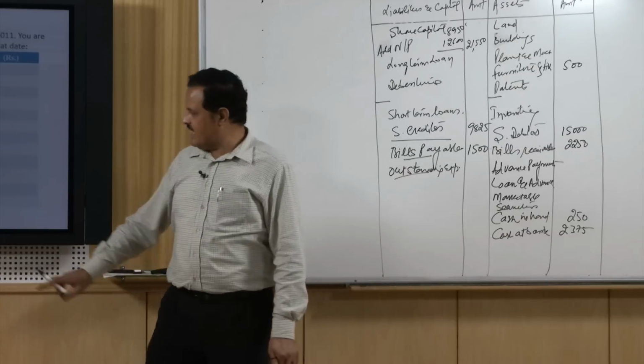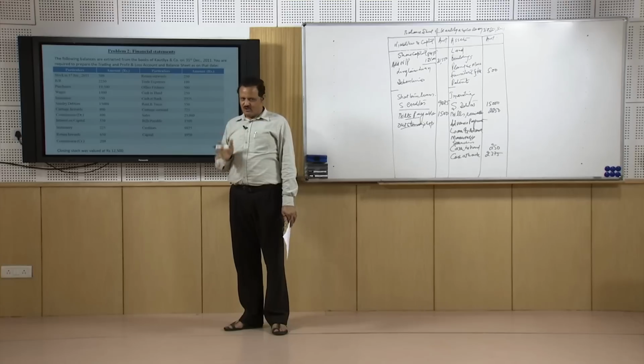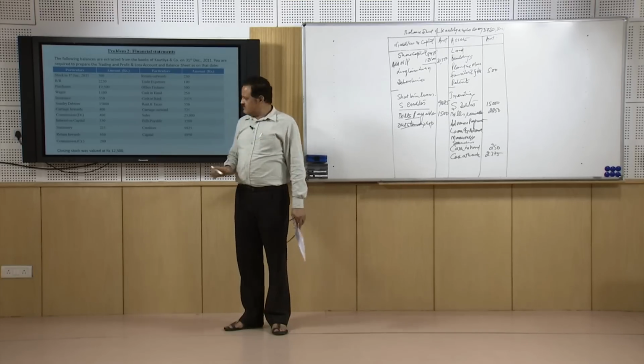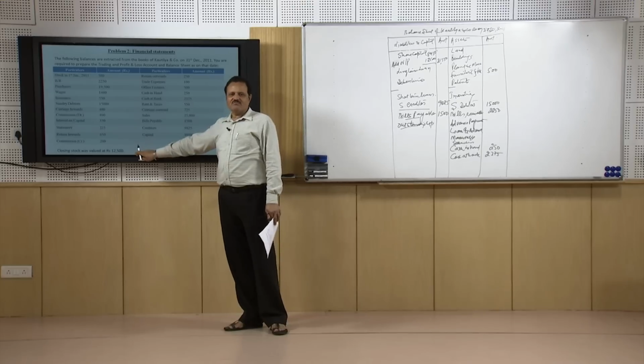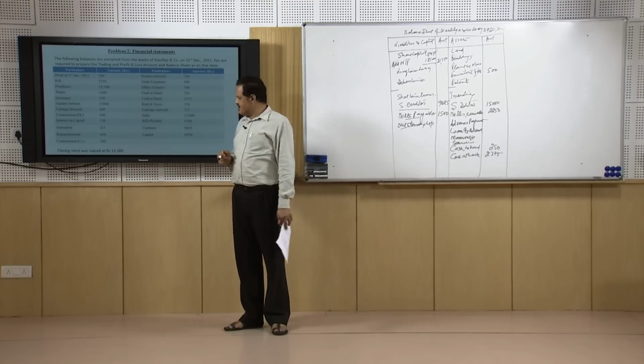So, closing stock has two treatments. One you have to take in the trading account, where we have already taken this, and the second treatment of this will be in the balance sheet. Why we are going to make the double treatment of this particular item, I will discuss with you in my next lecture.